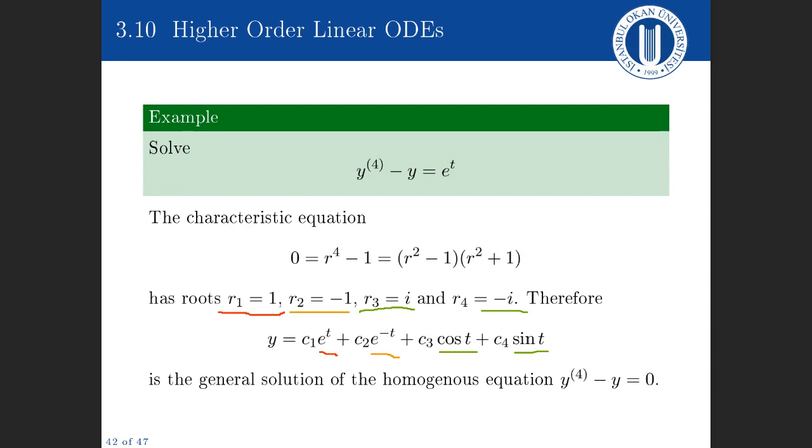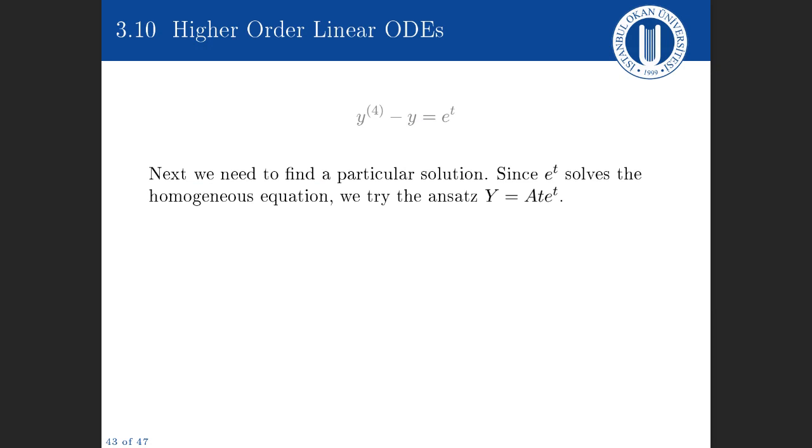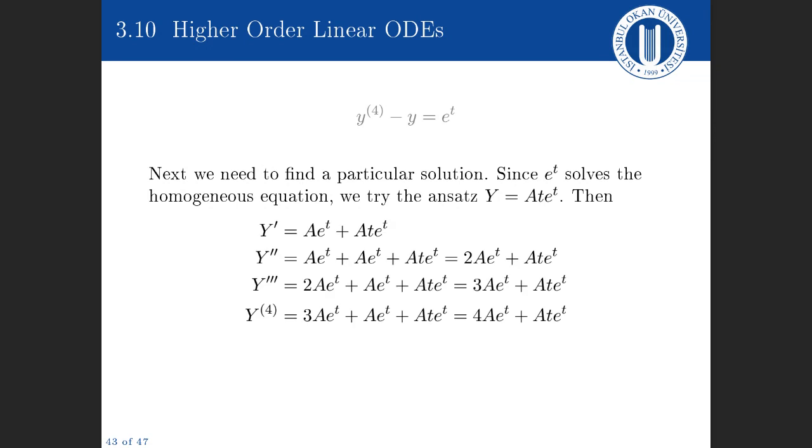Next, we need to find a particular solution to the non-homogeneous differential equation. What ansatz are we going to try? Because e to the power t solves the homogeneous equation, we can't use e to the power t. So instead, we're going to multiply it by t, and we're going to try the ansatz constant times t e to the power t. We need to differentiate this 4 times. Here we are. And then we're going to put these into the differential equation.